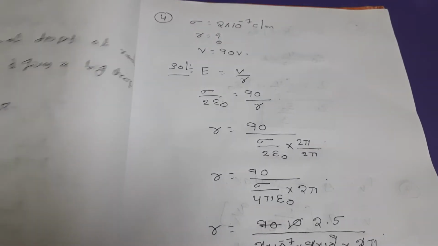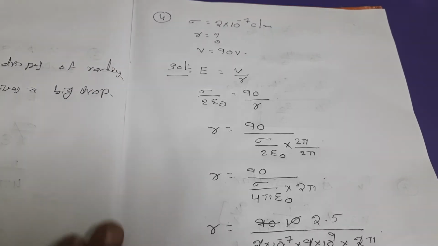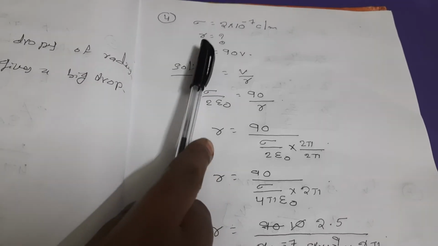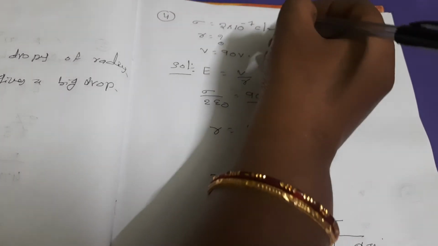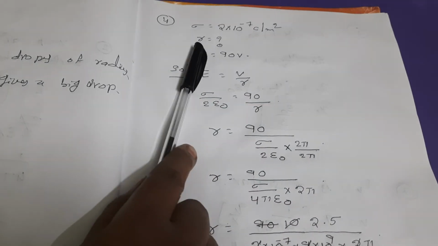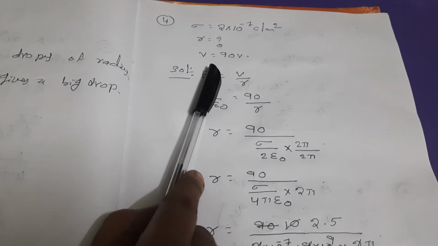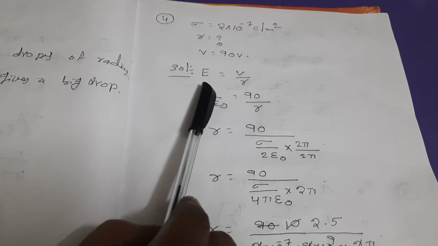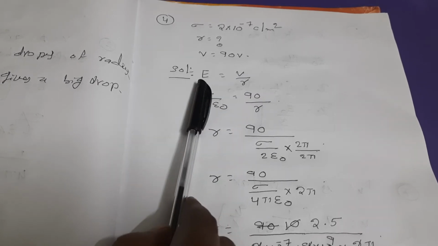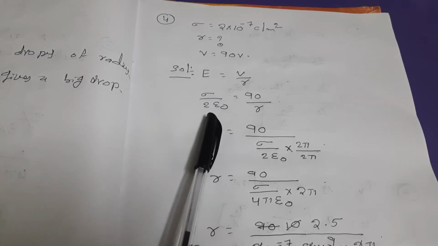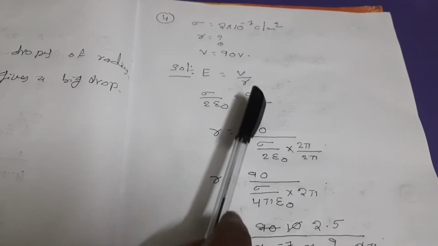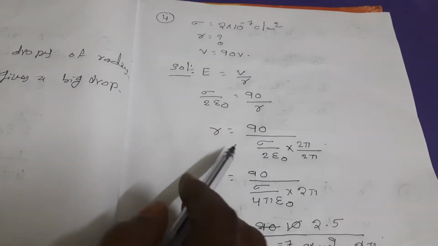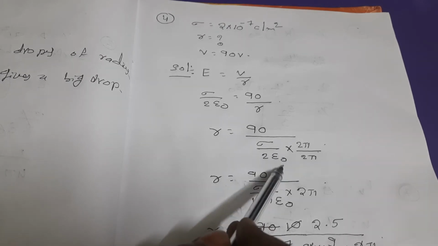So first of all, the given data is what we are taking. That given data, look here. See, this is the given data. Sigma equals 2 into 10 to the power of minus 7 coulomb per meter square. We should find out the distance. Then potential is how much? 90 volts. So we know that E equals V by r. Instead of E, surface charge density means sigma, that too for a single plate, sigma by 2 epsilon naught. And instead of V, I have written 90, by r. Here r we should find out. 90 by sigma by 2 epsilon naught.